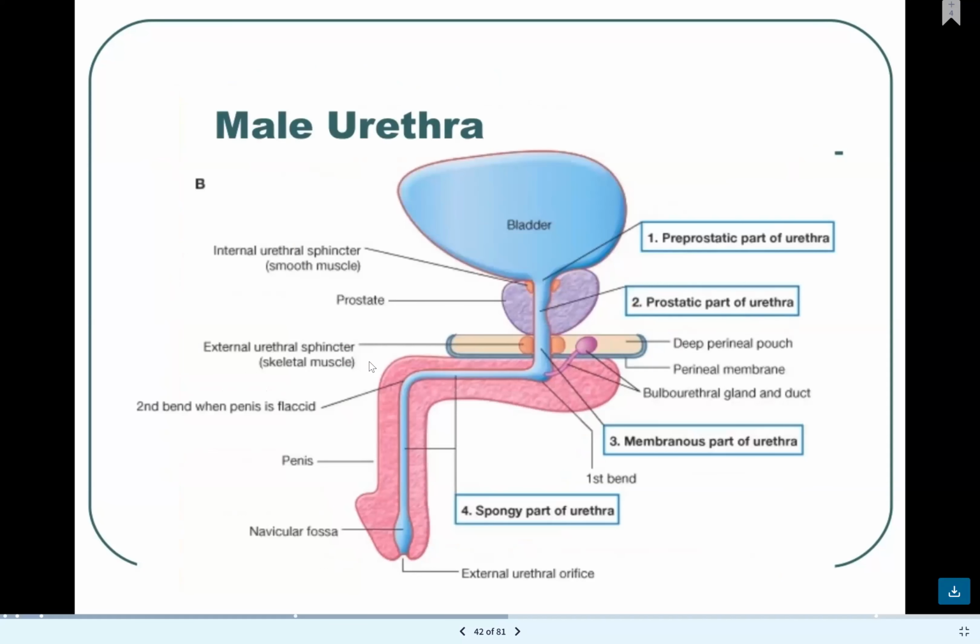But the male urethra is a bit long, and it is made up of 3 parts. We have the prostatic urethra, we have the membranous urethra, and then we have the penile urethra.